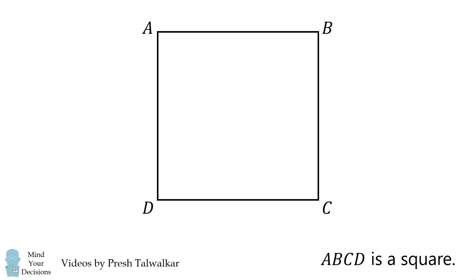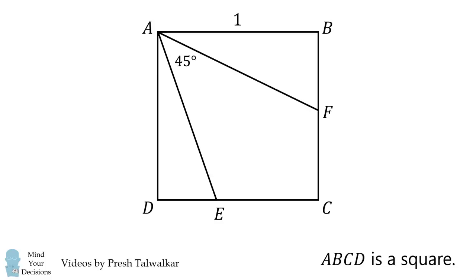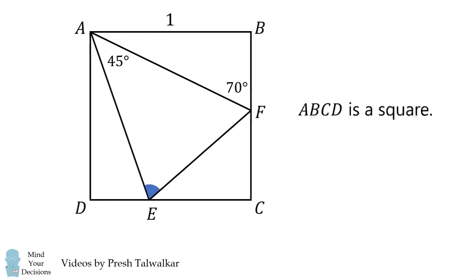ABCD is a square with a side length equal to 1. Pick point E alongside DC and pick point F alongside BC such that EAF is a 45-degree angle and AFB is a 70-degree angle. The first part of the question is to solve for the measure of angle AEF.